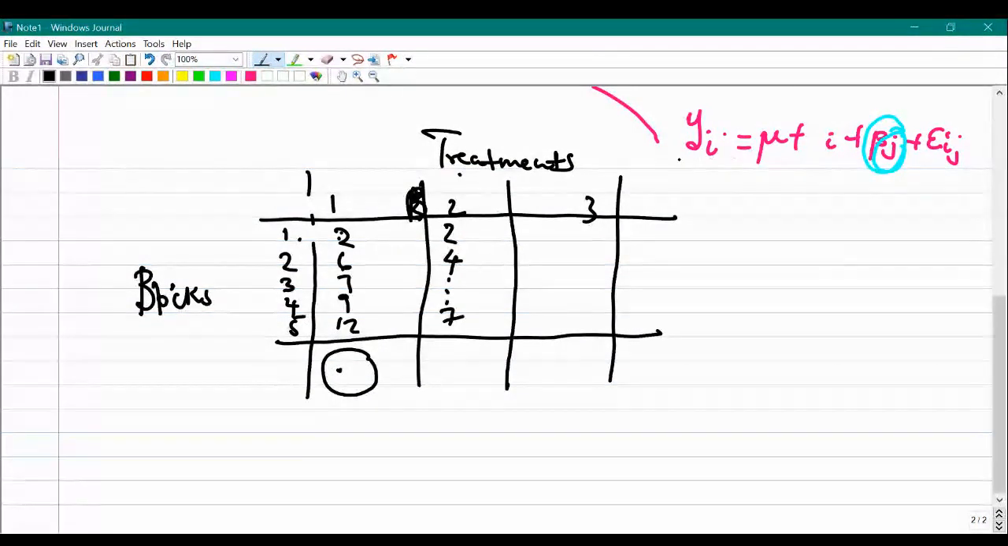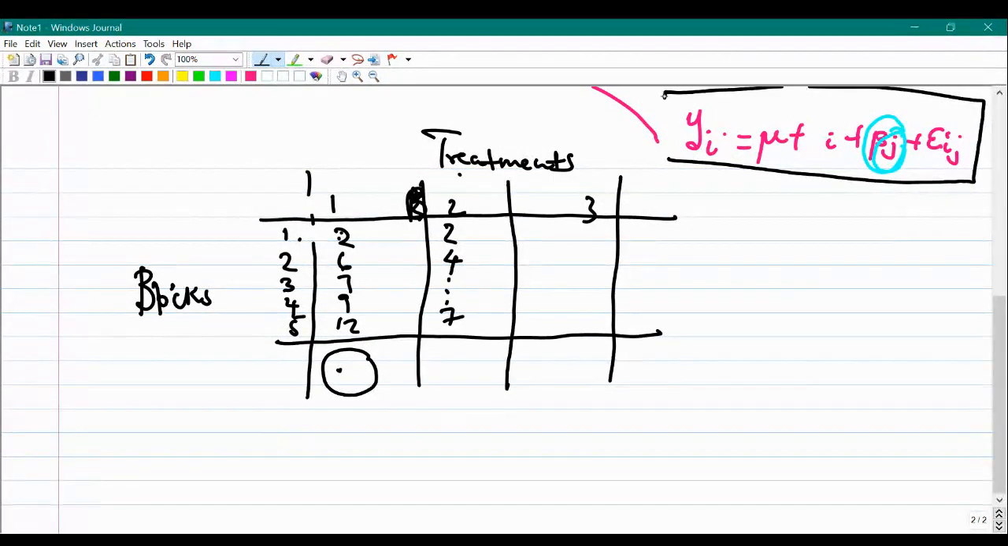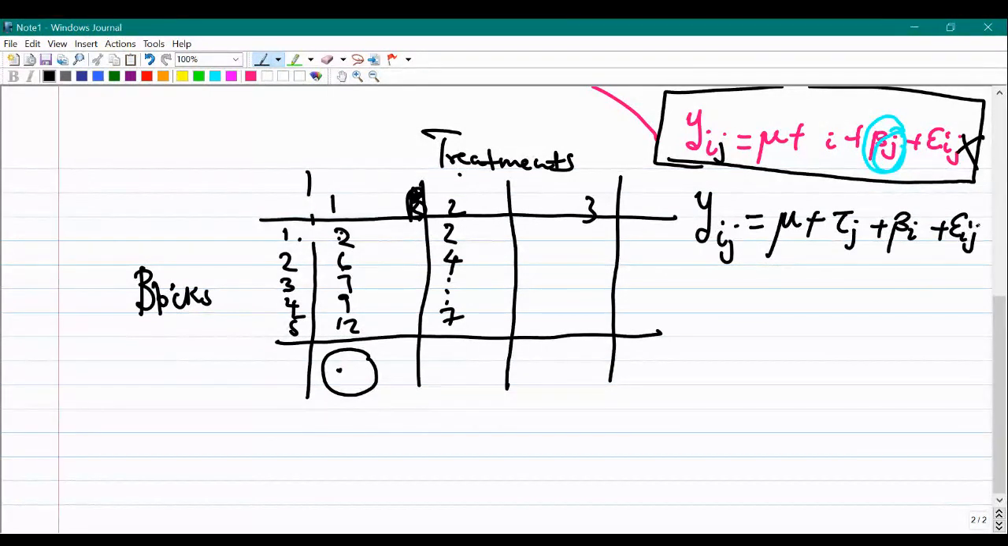So your layout now, the model, when we ask you to write the model, you cannot write the model like this. Now this becomes wrong. Your model now, which one was J? Yij, isn't it, my sister? Which is equal to mu plus tau j plus beta i plus Eij. Do you understand, my sister, now what is happening?